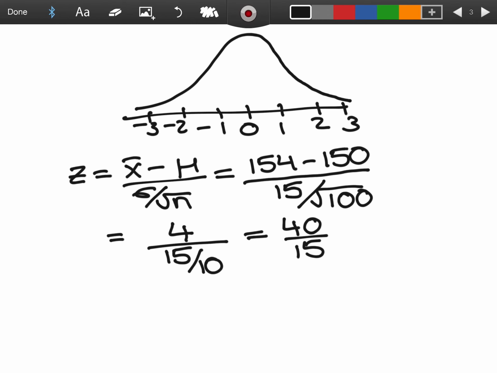Let's do a quick calculation. So it's going to be 4 divided by, and that's going to end up being 2.667, so 2 2/3. Okay, so that is our z-score. Okay, that is our z-score for that sample mean. Okay, so it tells us how many standard deviations that the sample mean that we found was from our population mean.